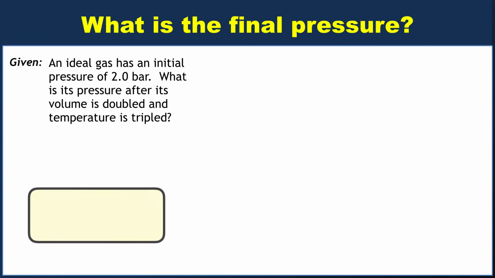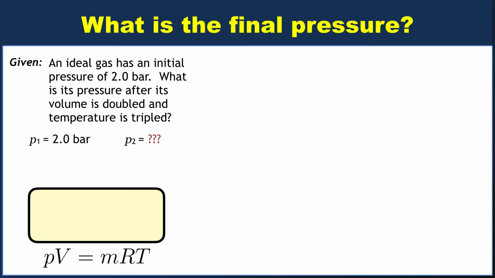So here's our parcel of ideal gas, and I'm just going to write my favorite version of the ideal gas law, PV equals mRT. We know that the initial pressure is 2 bar. The final pressure, well, we don't know that. We're trying to solve for it. Now we have to write out the relationships between the initial and final volume and the initial and final temperature.